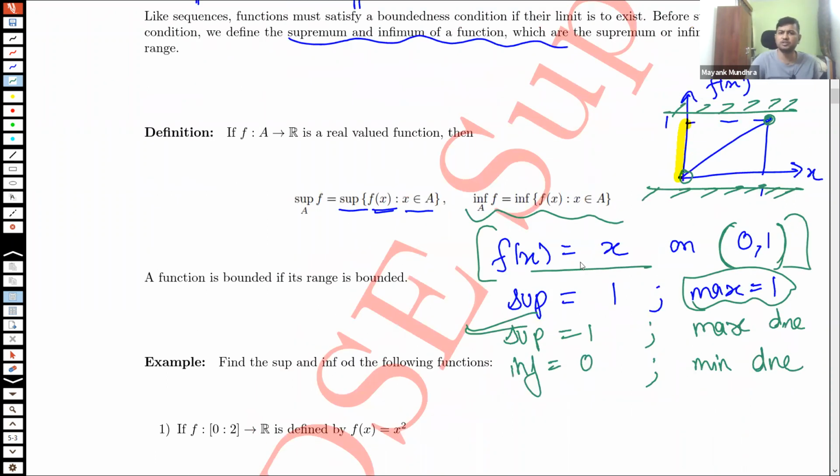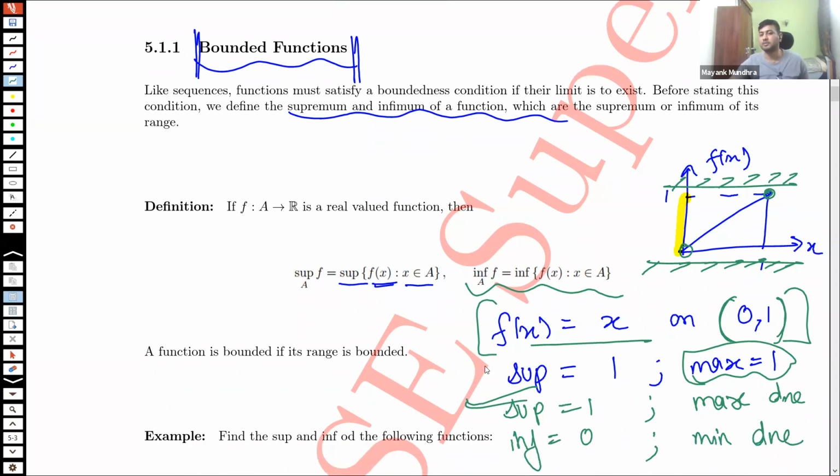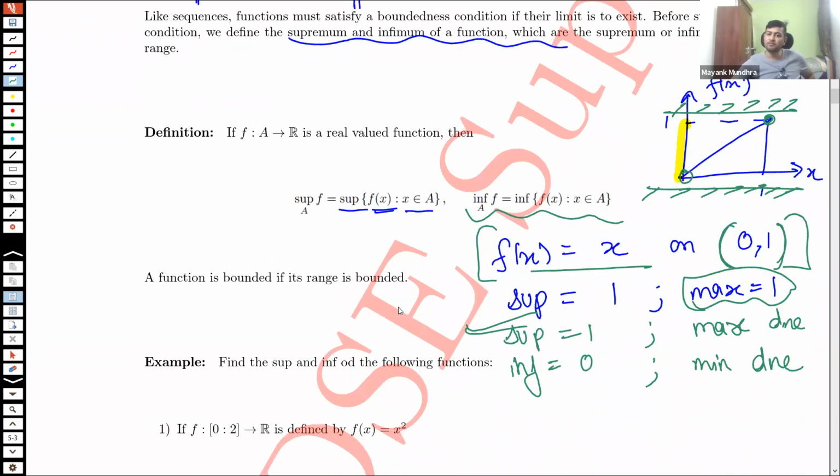So that's why using supremum and infimum is a more general thing, because you can have functions which do not have a maximum or minimum. But roughly speaking, in raw language, you can basically replace the word maximum or minimum with supremum or infimum without causing any problems.